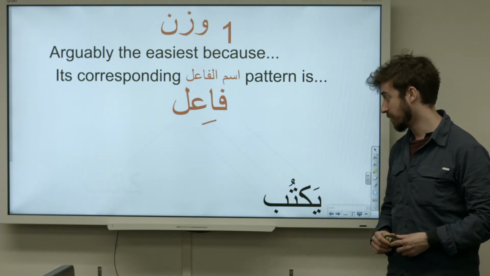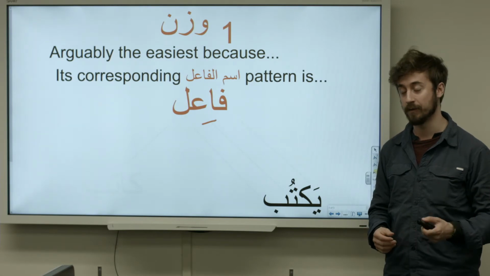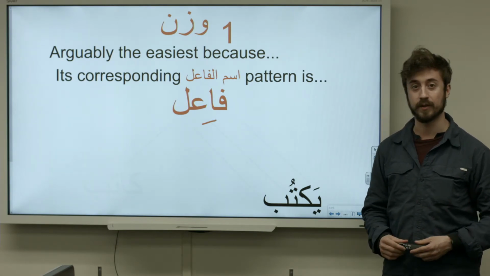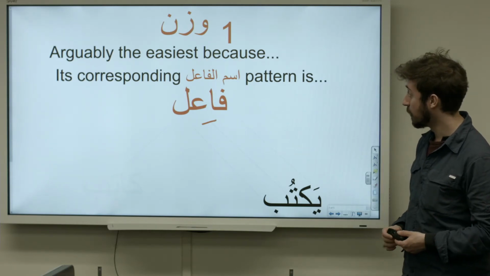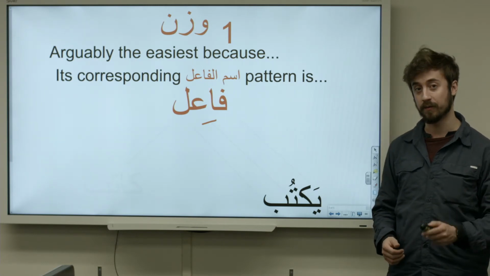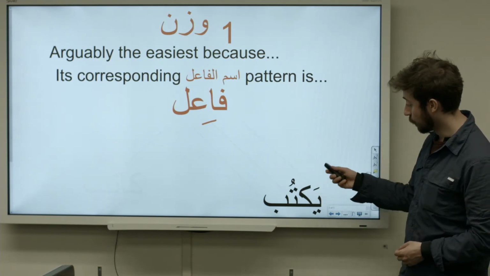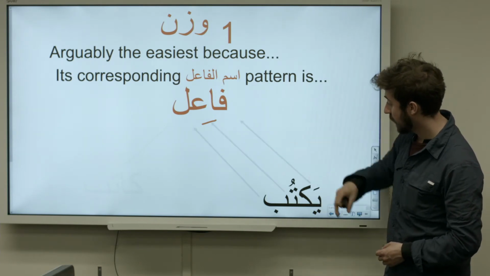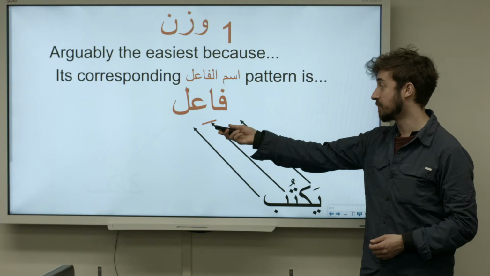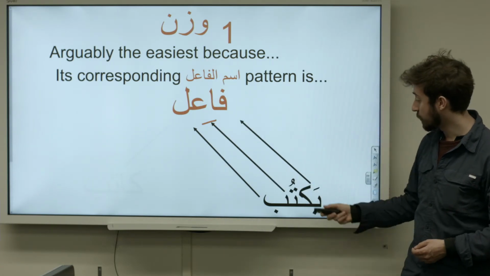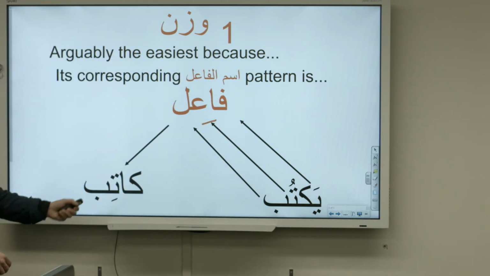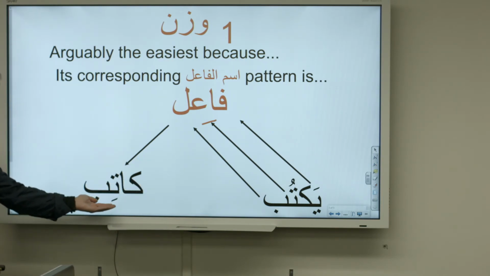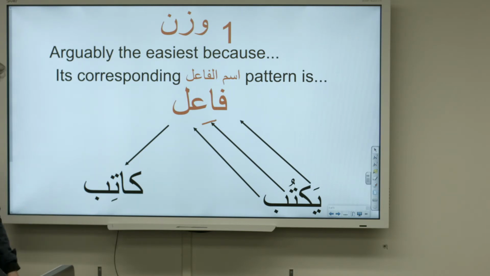The doer word that comes from this would obviously be writer, one who writes, or author. So how do we get this? Same as before, we're just putting it into a different pattern. We take the root of yaktub and put it into pattern 1's ism fa'il pattern, which is fa'il, and once we put the root into that pattern, it gives us katib. Yaktub, katib. He writes, and this is a writer, an author, however you want to put it.